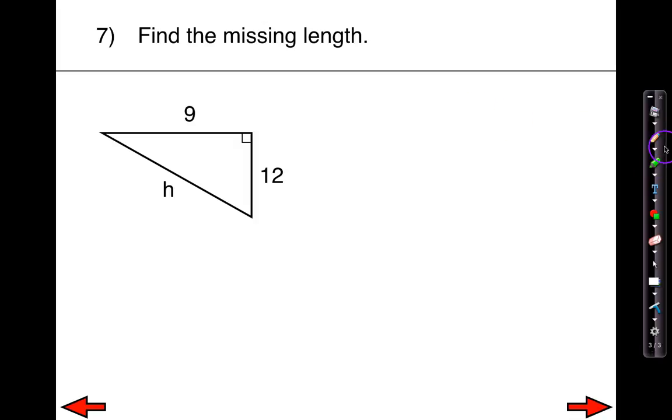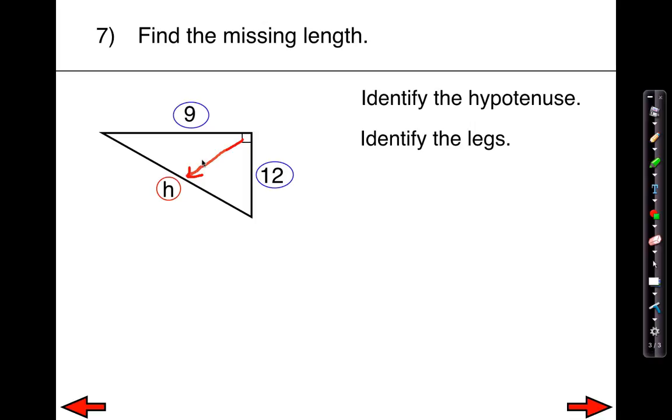Hopefully you recognize that the hypotenuse is h. So the legs are going to be 9 and 12. If you plug that into our formula, we're going to get something along the lines of 9 squared plus 12 squared equals h squared. Simplify what we have on the left-hand side. We have 81 plus 144 equals h squared.